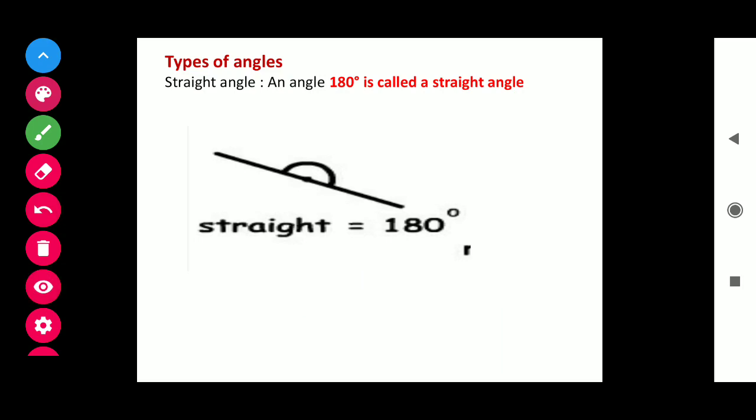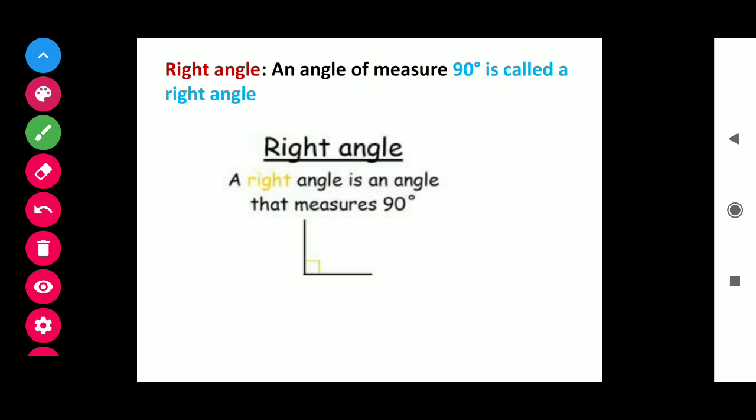Next one is the right angle. When you measure an angle and the degree of the angle is 90 degrees, then it is called a right angle. In your house you can find many examples of a right angle, such as the corner of a window, the corner of a table, the corner of a bed. All these objects show examples of a right angle.